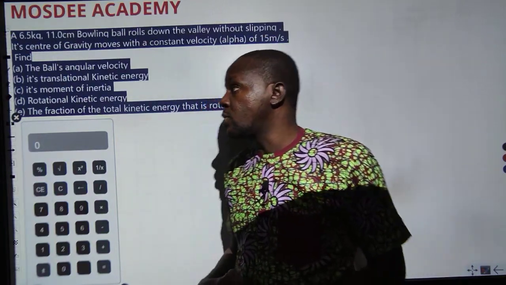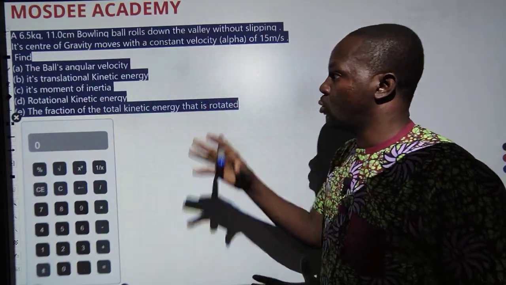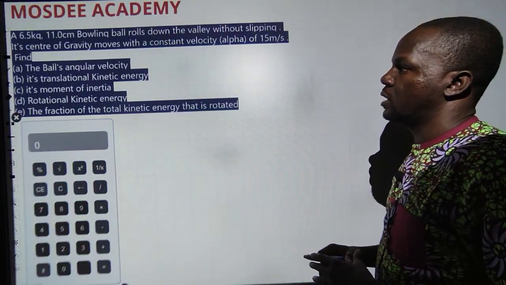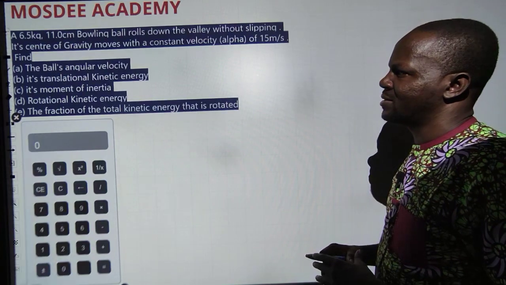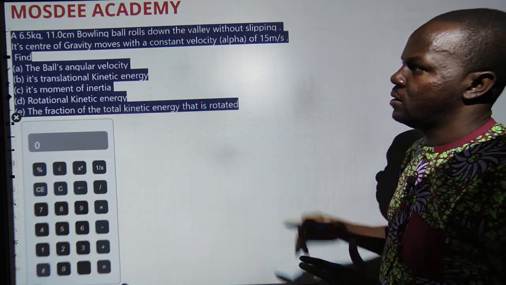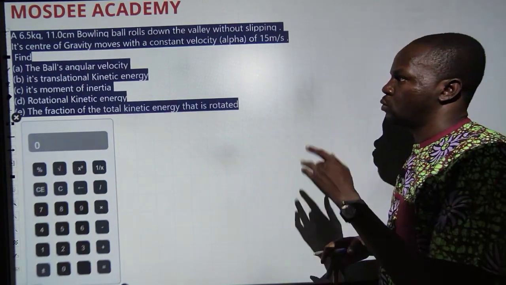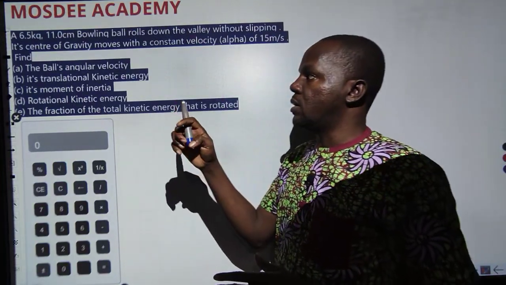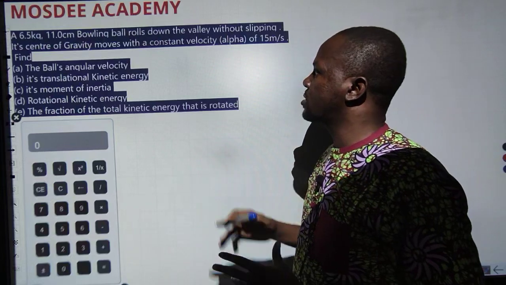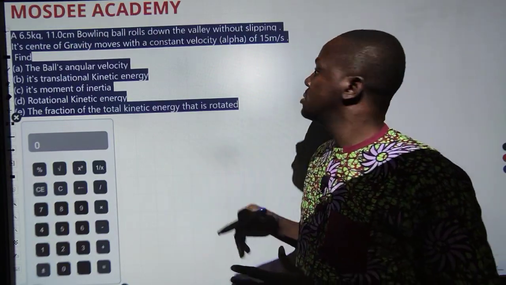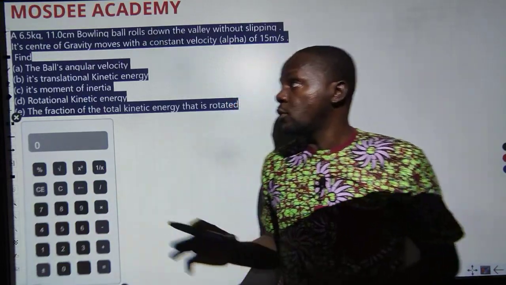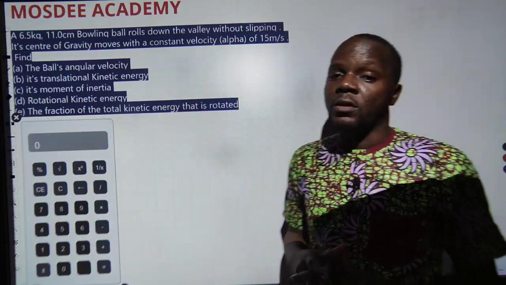Now about the question we have before us, I hope this is clear. We have a 6.5 kilogram, 11.0 centimeter bowling ball that rolls down the valley without slipping. Its center of gravity moves with a constant velocity alpha of 15 meters per second. So we have a couple of questions. The first one, we have to find the ball's angular velocity.